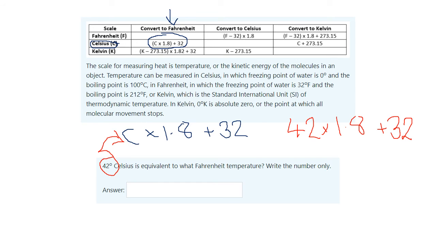In the exam, you would use a calculator. 42 times 1.8 is 75.6. And then if we add on the 32, our final answer is 107.6. We write the number only, we don't need to write the units. It does not say to round, so we need to write the whole number. So 107.6.